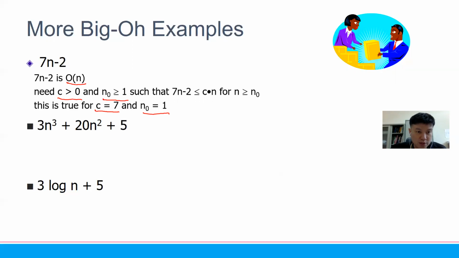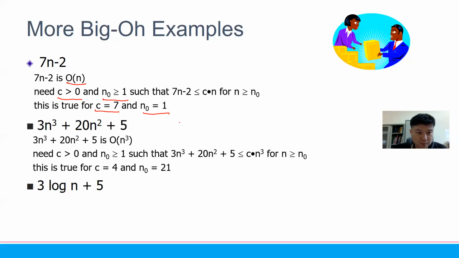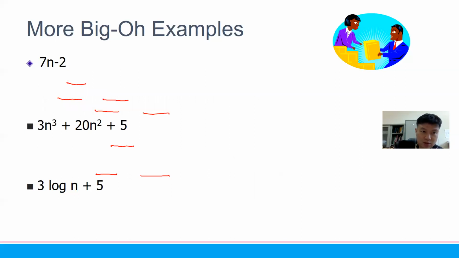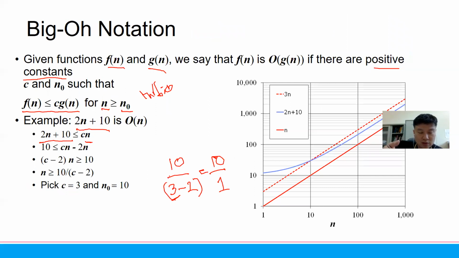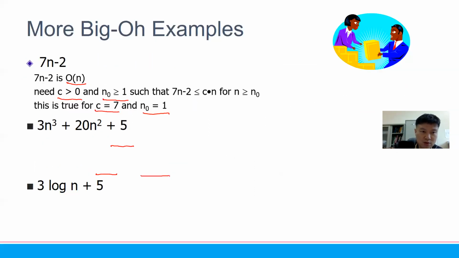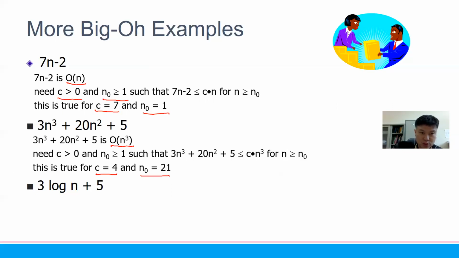What about the second function? 3n power of 3 plus 20n power of 2 plus 5. We can say this is O(n power of 3). Why? Because c is greater than 0 and n0 is greater than 1, and we have c equal to 4, and n0 is the initial value of 21. You can do the same thing as the way you already had before. With this kind of mechanism, you can get what is n0 and what is c, and based on those, we have O(n power of 3).